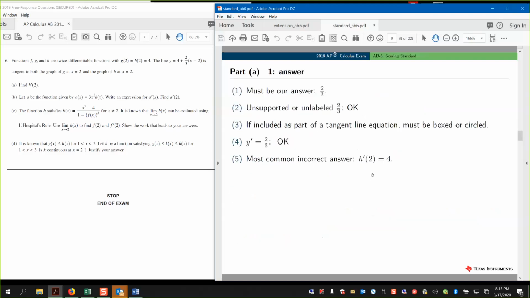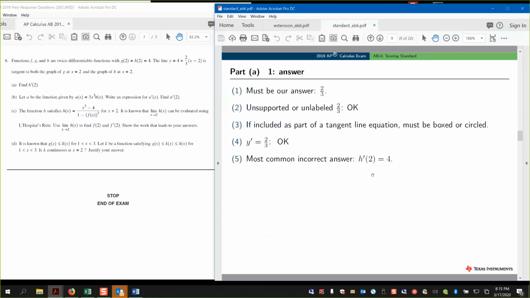All right, so let's go back to the scoring guidelines. Let's see how we can score some student responses, see what students gave us, and interpret these scoring guidelines in a little bit more detail here. So again, part A was worth 1 point simply for the answer. And this had to be our answer, and it always sounds funny when I say it and when I write it, but it does have to be our answer 2/3 here.